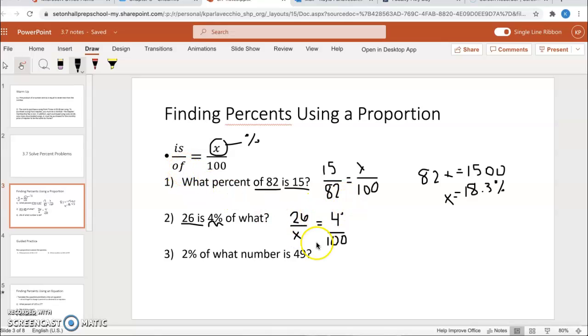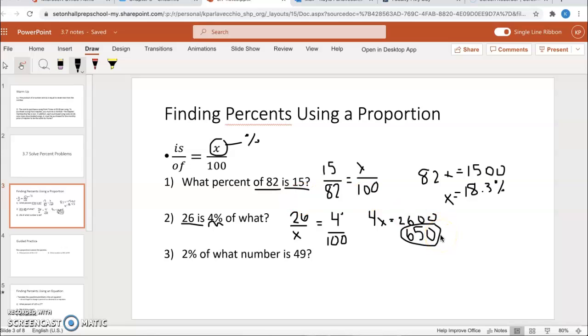We would go ahead and cross multiply to have 4x equals, sorry, I'm not too great with writing with this, 2,600. And then we go ahead and solve for this variable, and we would get 650. That seems reasonable because 26 is a very small percent of that number, so the number should be pretty big.